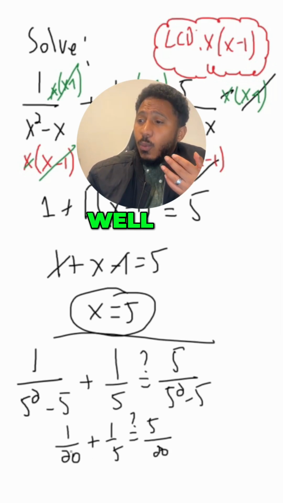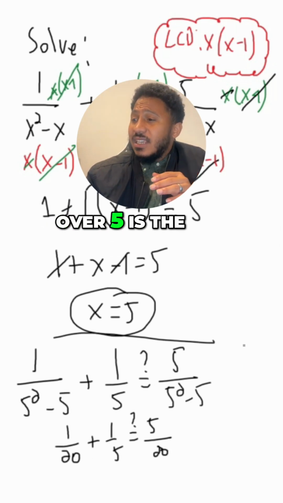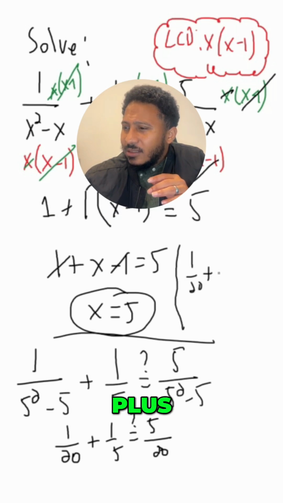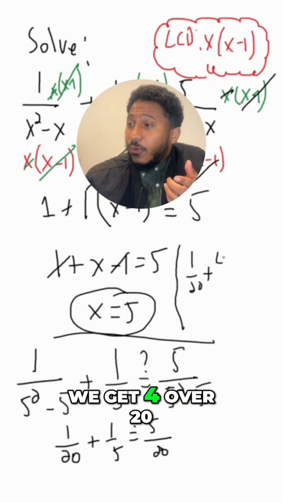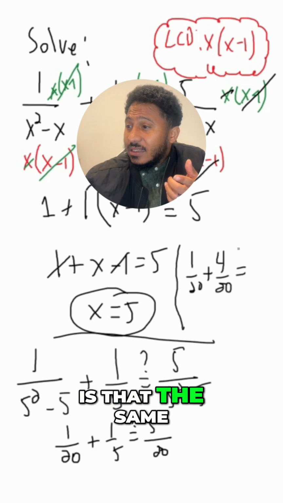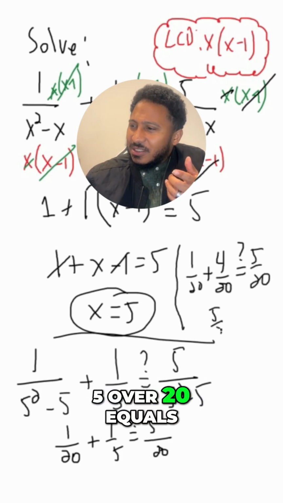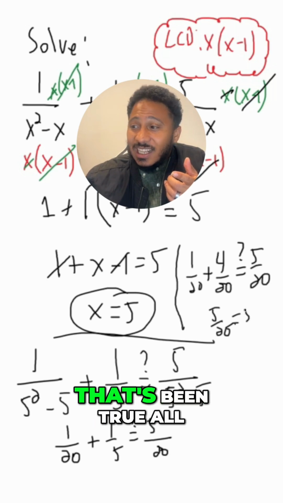Is this true? Well, 1 over 20 plus 1 over 5 is the same as, and I'll finish checking it here, 1 over 20 plus, finding a common denominator, we get 4 over 20. Is that the same as 5 over 20? It surely is. Yep. 5 over 20 equals 5 over 20. That's been true all my life.